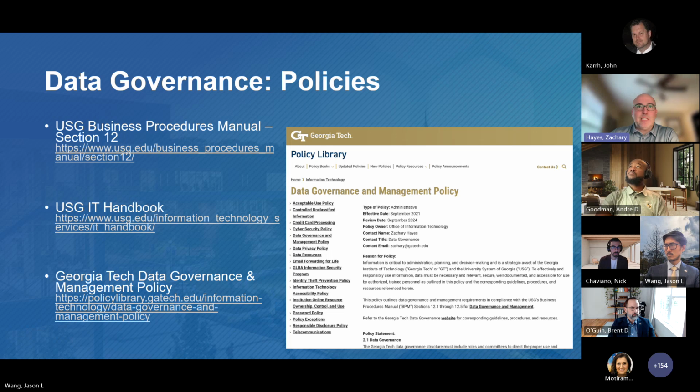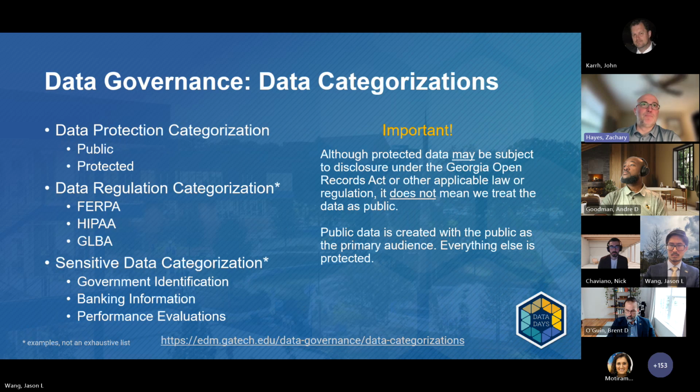So of those components, again, we could dive deep into each of them. I just want to touch on three this morning. One is policies. USG does have policies in the Business Procedures Manual, Section 12, around data governance. USG also has an IT handbook that is more technically focused, that also has requirements around data governance. We also have a Georgia Tech data governance and management policy, which is in our policy library. It's very important that anyone that uses, creates, or touches enterprise data understands their roles and responsibilities laid out in these policies.